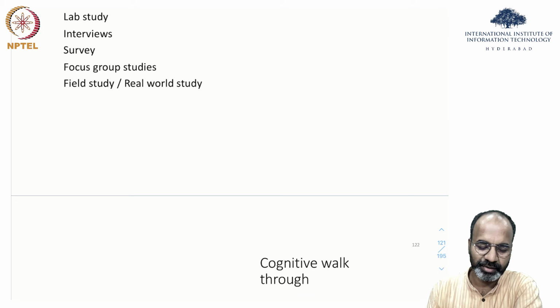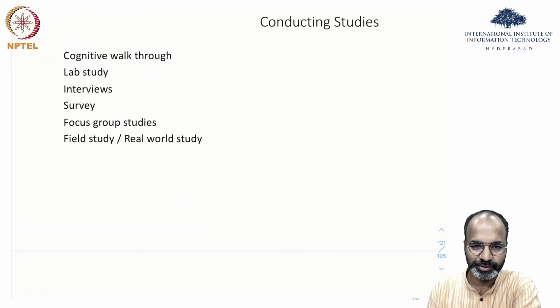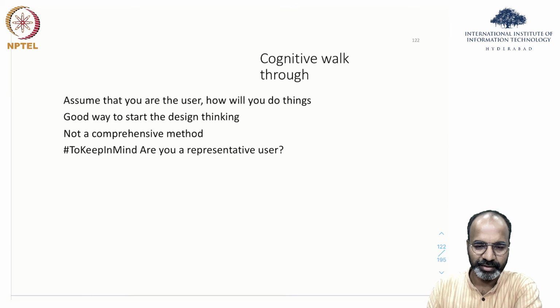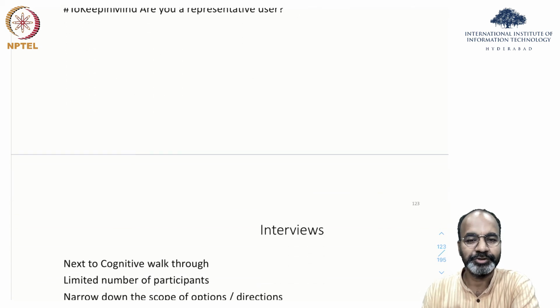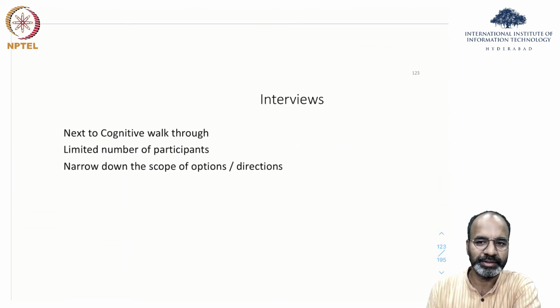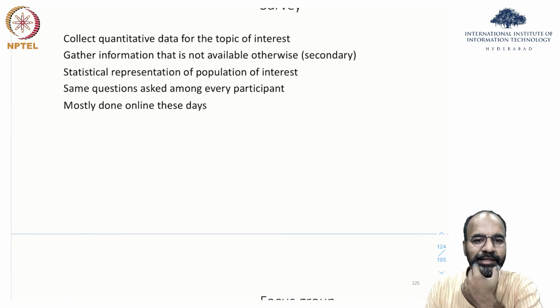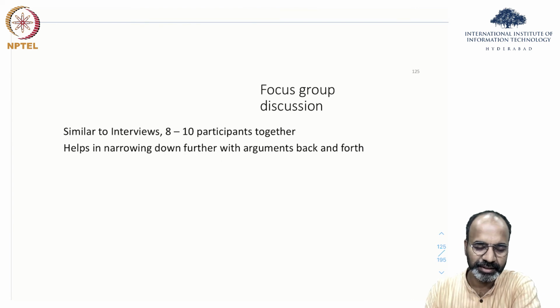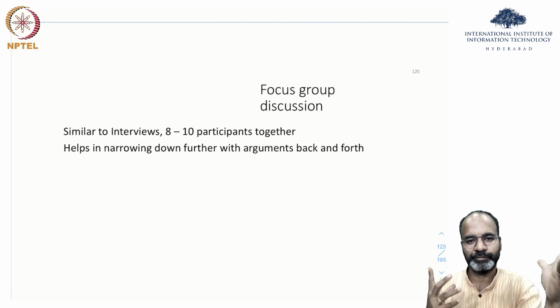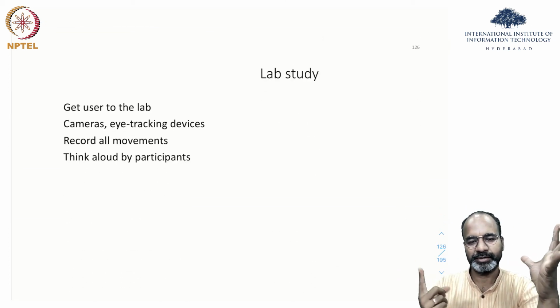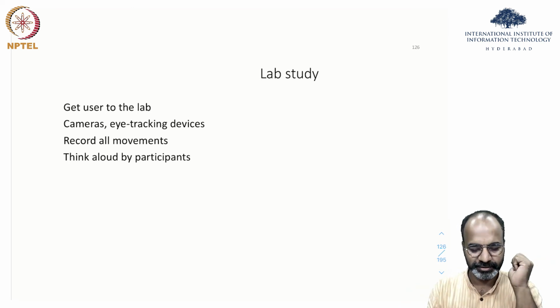So different methods we saw: cognitive walkthrough, lab study, interviews, survey, focus group discussions, and the real world study, in the order of difficulty in some sense. In a cognitive walkthrough, you as an administrator or researcher assume the user and walk through the steps that the user would do. Interviews, sitting across the table, asking questions, getting responses. Survey, filling a form. Focus group, instead of a one-on-one interview, you get 4 or 10 people as participants, and you sit and ask questions, getting all of them to speak.